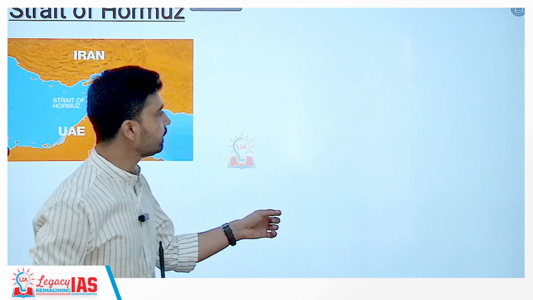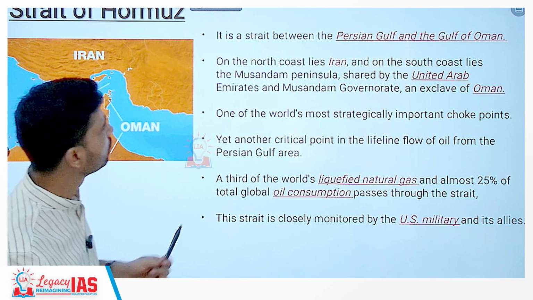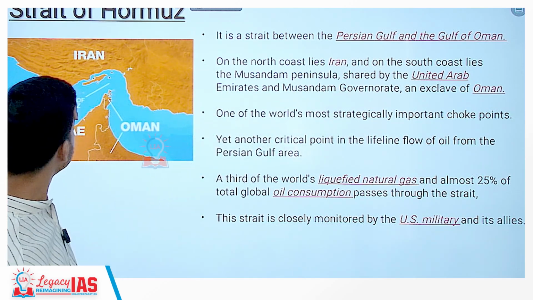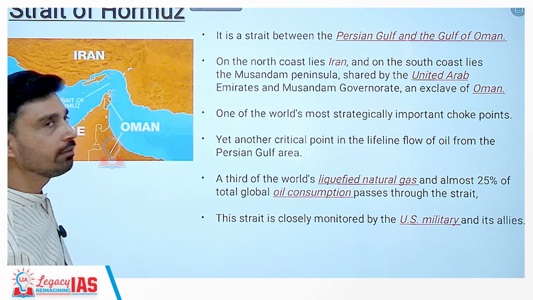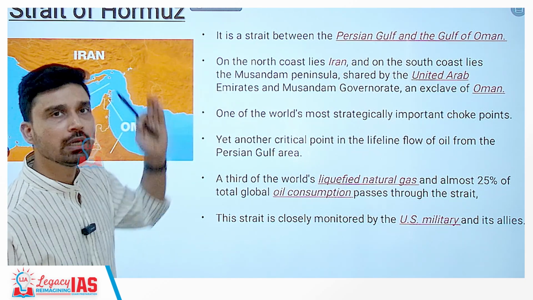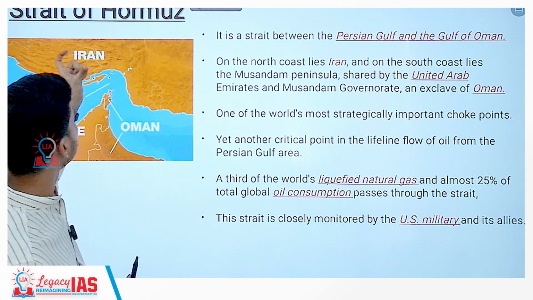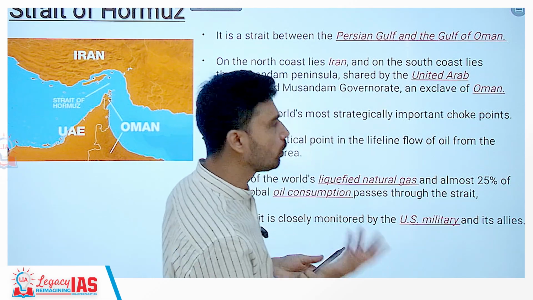Again, a very vital strategic choke point, or a strategic strait. If we talk about which water bodies it connects, in the east you have the Gulf of Oman, and in the west you have the Persian Gulf. Connecting these two water bodies, we have the Strait of Hormuz. On the north coast lies Iran, as we have discussed, and on the south coast lie UAE and Oman.